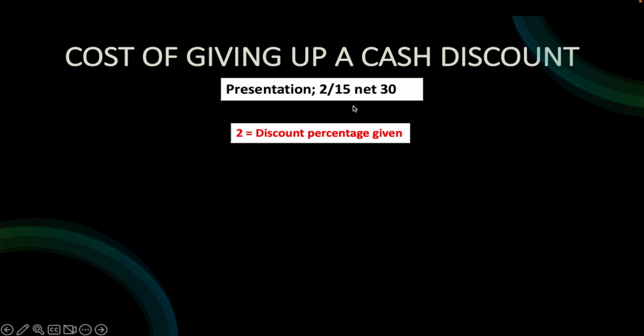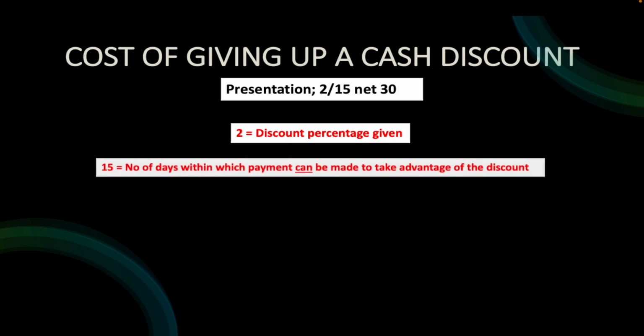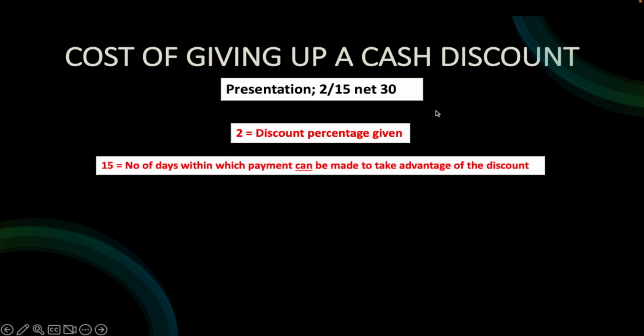And what does the 15 mean? Well, the 15 there means the number of days you have to make payment so that you can get the discount. So basically, you have up to 15 days to make payment so that you can get the 2% discount. That is what it means, the number of days within which payment can be made to take advantage of the discount. Meaning if you don't pay within the 15 days, you don't get the 2% discount. That's exactly what it means.